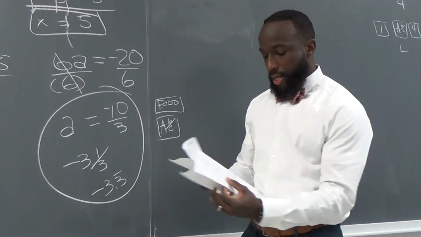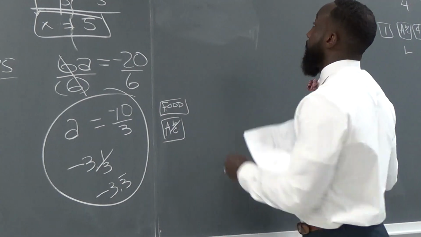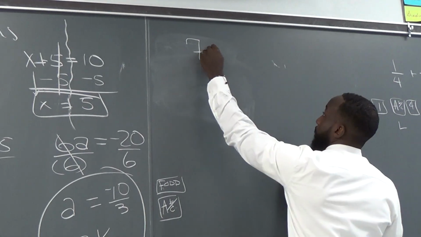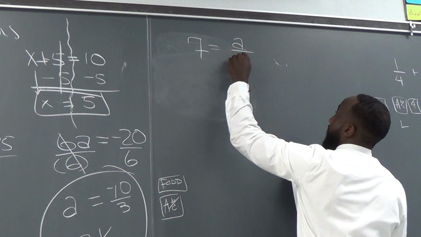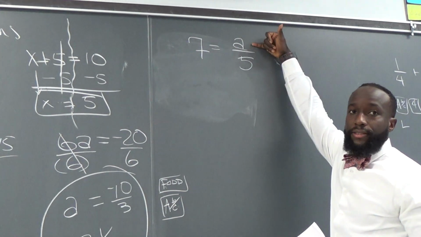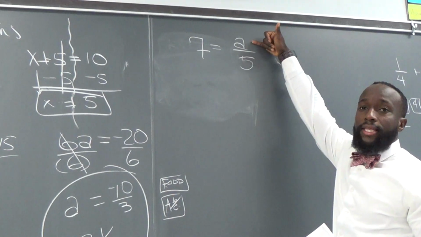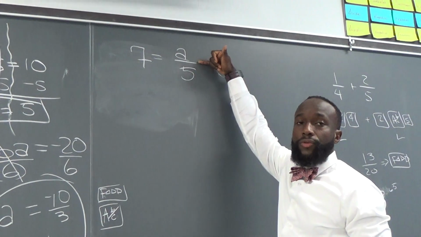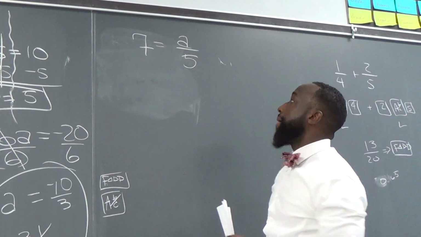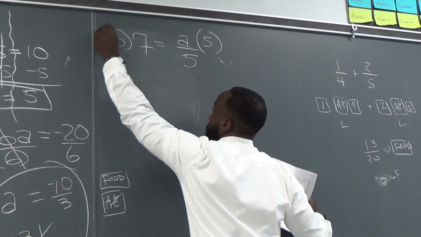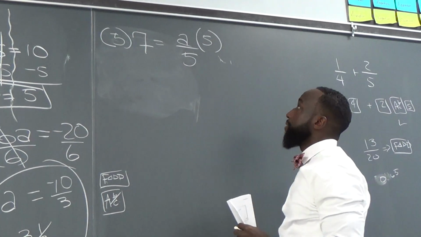All right, so let's look at another inverse. What if I have 7 equals a over 5? A over 5 is division, right? So in order to get the variable a by itself, you would have to do what? Multiply. That's the opposite of division. So you multiply 5 to both sides.